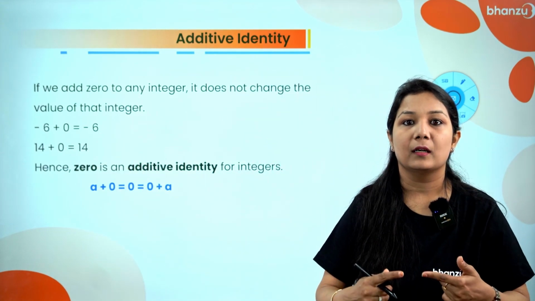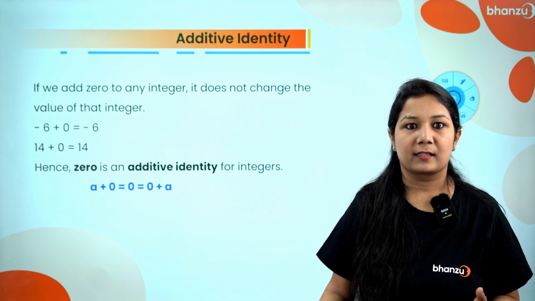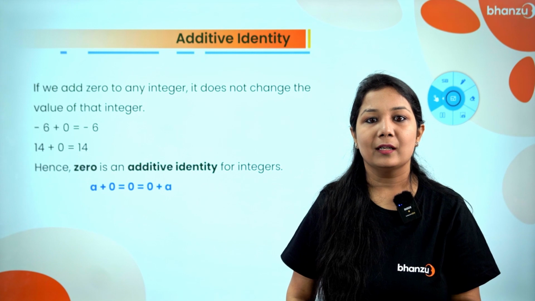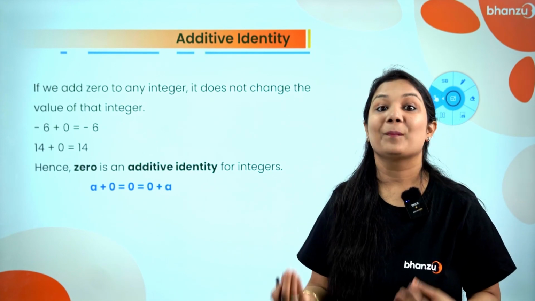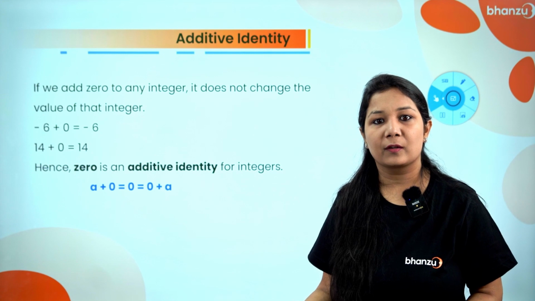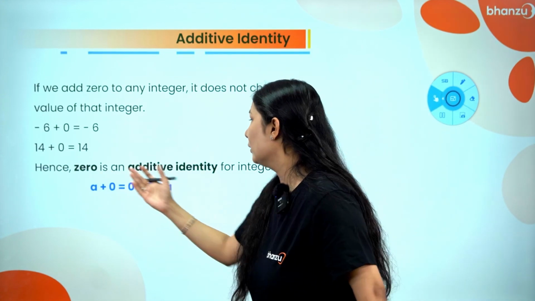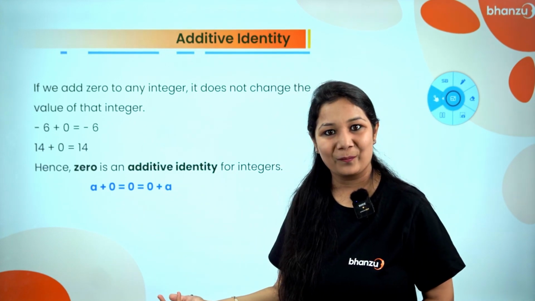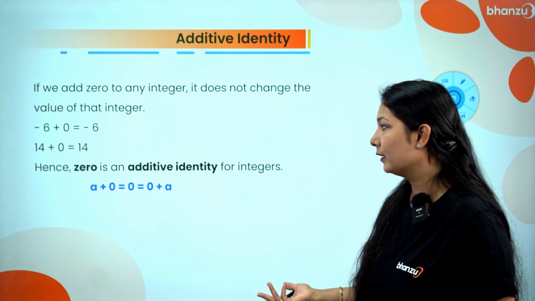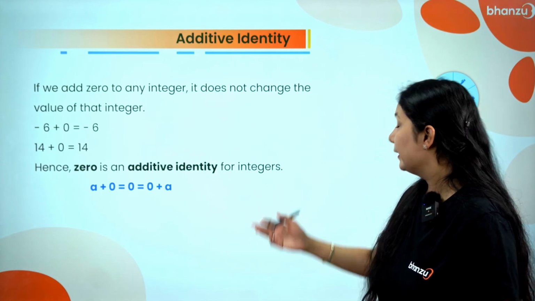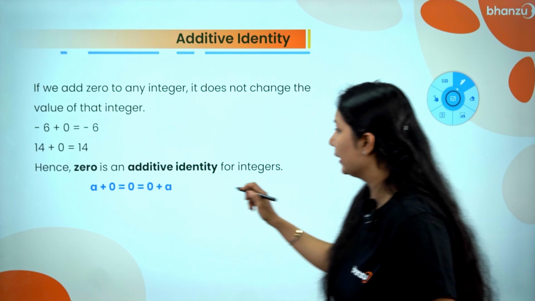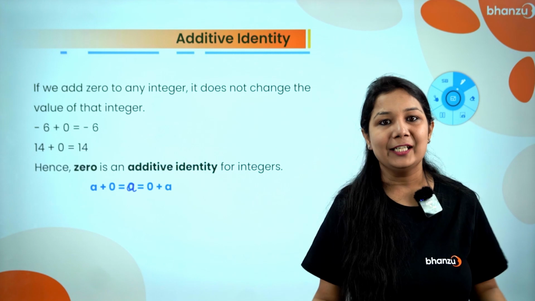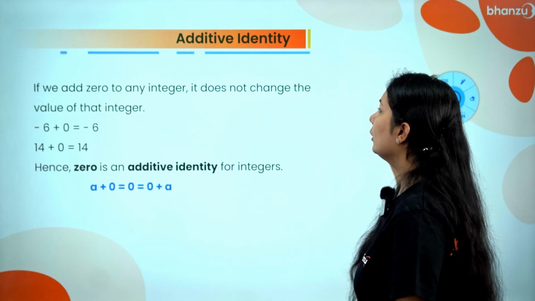It didn't convert it into plus 6. The identity of a negative integer remains negative if 0 is added to it. The identity of a positive integer remains the same if 0 is added to it. Right? So hence 0 is an additive identity for integers. So a + 0 equals a, equals 0 + a, right? We'll get the same answer over here. It's actually not 0, it would be a over here, right? It will always be equal to a, the integer, whether 0 is added to it or not.